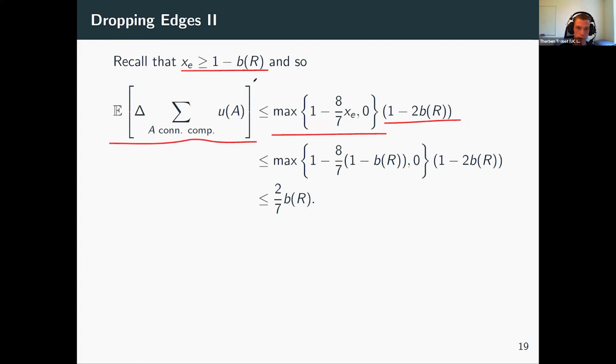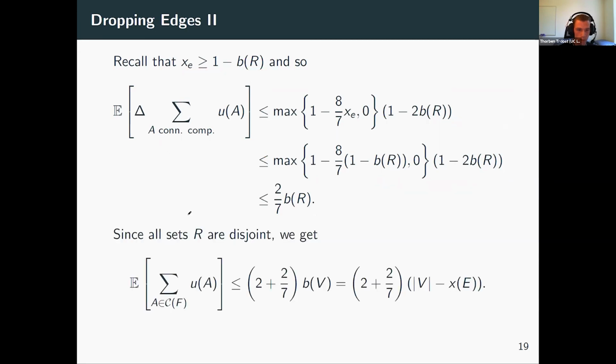And now if you use this lower bound, then this becomes this upper bound. And it turns out that it looks somewhat like this, and you can find a linear approximation, a linear upper bound, which turns out to be 2 over 7 times the demand. And now finally, since all of these sets, these right endpoints of these edges, are all disjoint, we can see that the expected value of U after you've done this sampling is at most the beginning value, 2 times the demand, plus 2 over 7 times the sum of the demands of all these red components. And so you get an upper bound of 2 plus 2 over 7 times the total demand, which is at most 2 plus 2 over 7 times the demand of the LP.